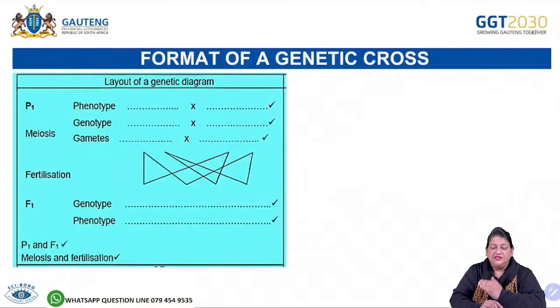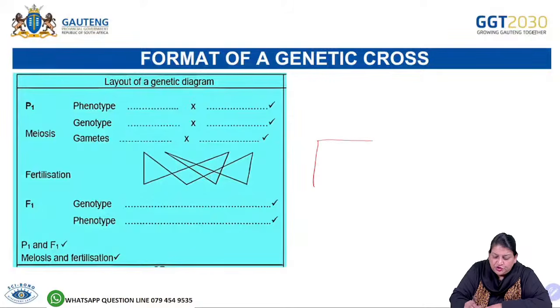Then after that comes meiosis. Put it on the next line separately. Then comes your gametes. You cannot have your gametes on the same line as your meiosis. Meiosis comes first to produce the gametes. Okay. So you're going to write your gametes there, and then you do a cross, or you can also do a Punnett square. Okay, learners?